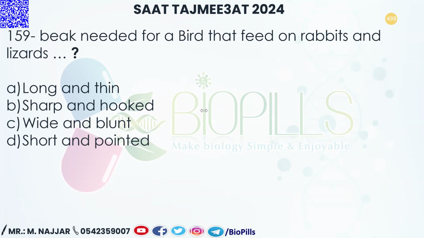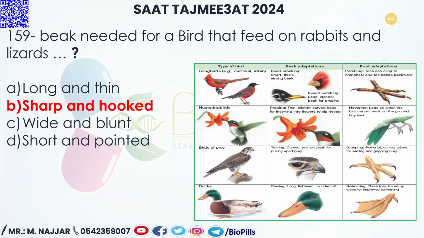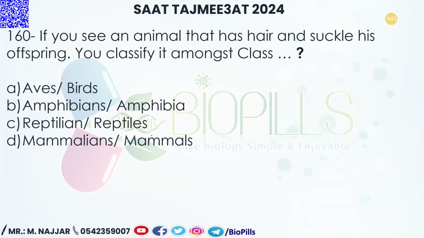What beak is needed for a bird that feeds on rabbits and lizards? It needs to be sharp and hooked, such as the falcon. It's important, by the way. If you see an animal that has hair and suckles its offspring, you classify it amongst the class that feeds its babies via milk: mammals, or mammalian.